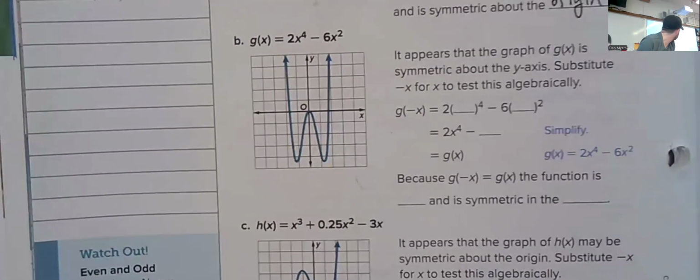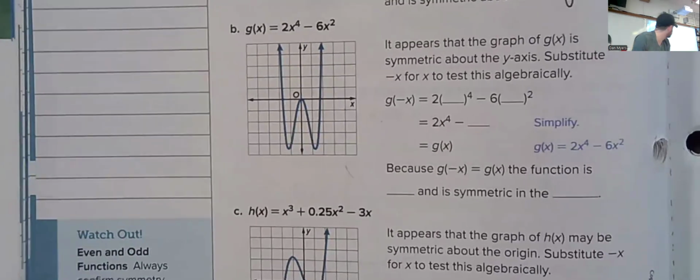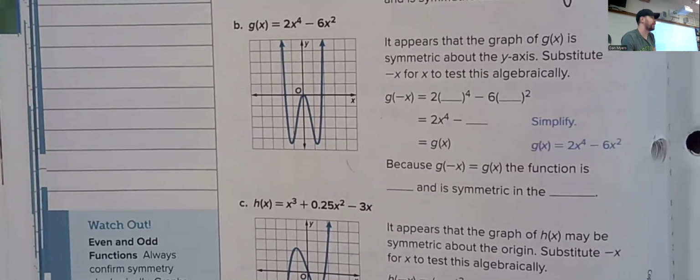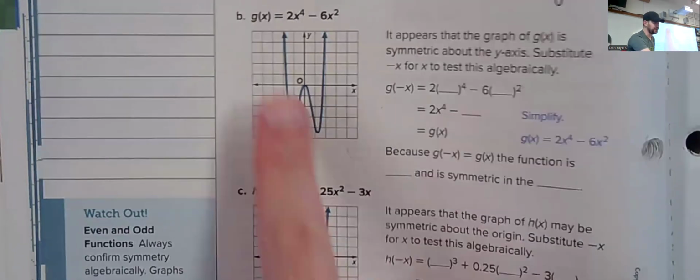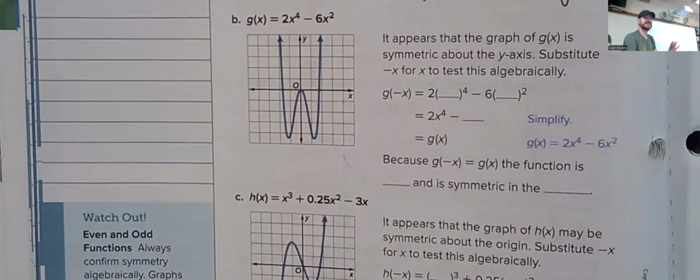Graph of b is g of x is equal to 2x to the fourth power minus 6x squared. It appears that the graph of g of x is symmetric about the y-axis. Like if you fold it this way across the y-axis, it'll end up mapping onto itself, which implies that it's going to be an even function. And so if we're going to check for an even function, we're still going to replace x with the opposite of x. Every time we check, you replace x with the opposite of x. However, if it's odd and you have a y value, you're going to end up with the opposite of that y value. If it's even, if you start with a y value, you're going to end up with the y value again, the same exact value.